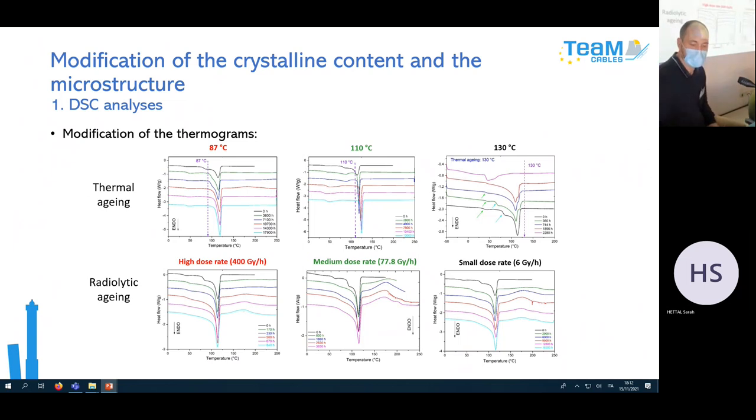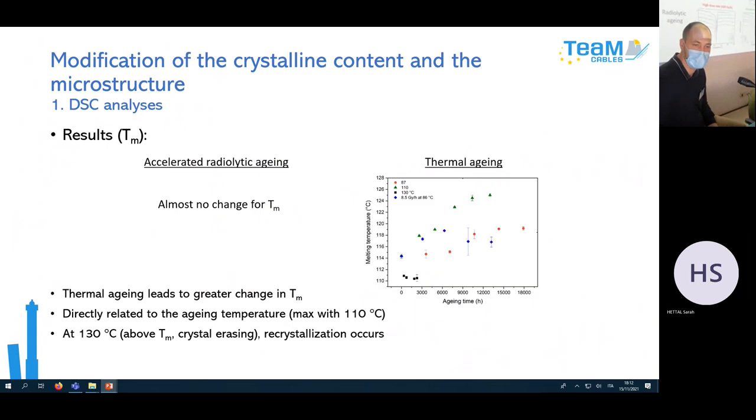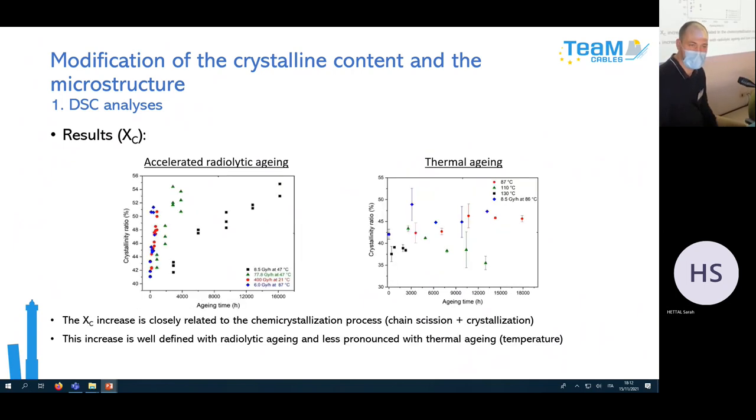And just to quantify a little bit more this evolution, I plotted some of the properties that we were talking about previously. About the melting temperature, basically we don't see any change for the radiolytic aging. But for the thermal aging, as I said, the more pronounced evolution is for the condition at 110 degrees C, which is below the melting temperature. And at 130 degrees C, as I said, crystal erasing will produce a lower melting temperature because of a recrystallization.